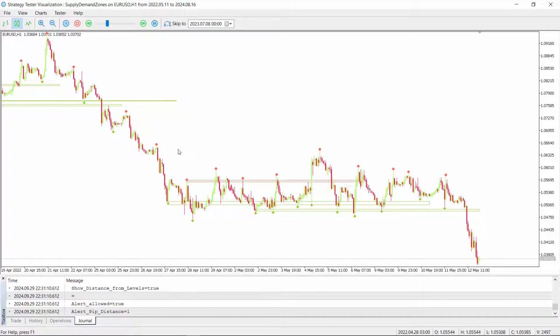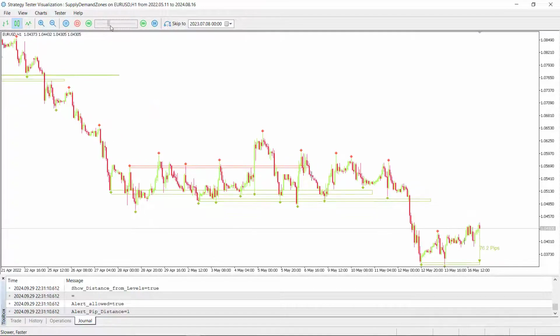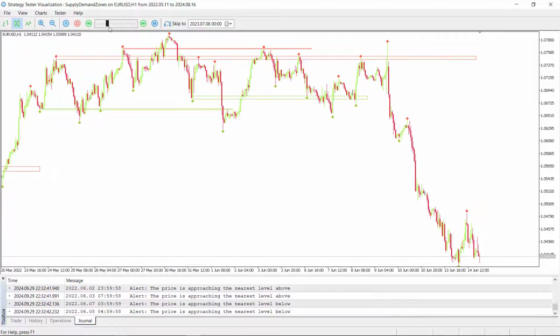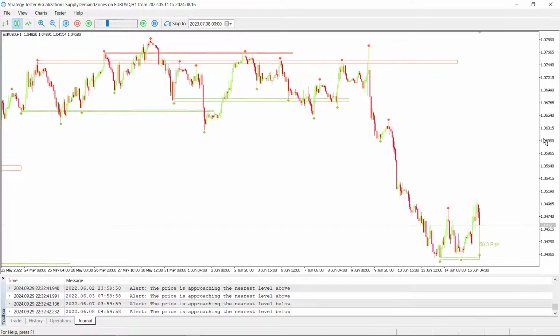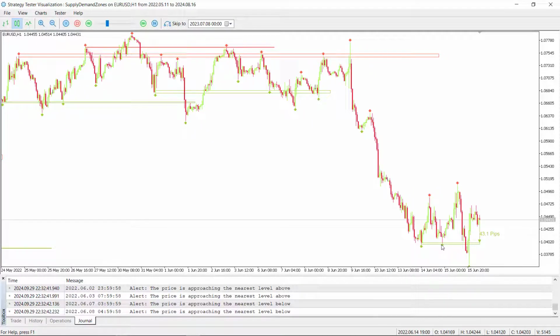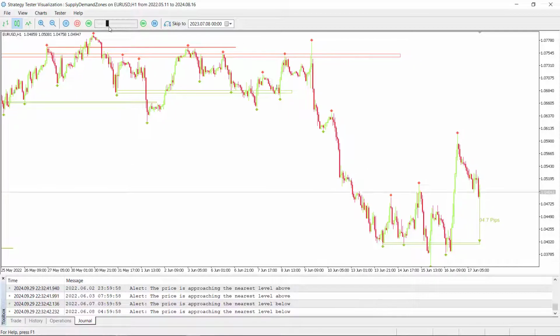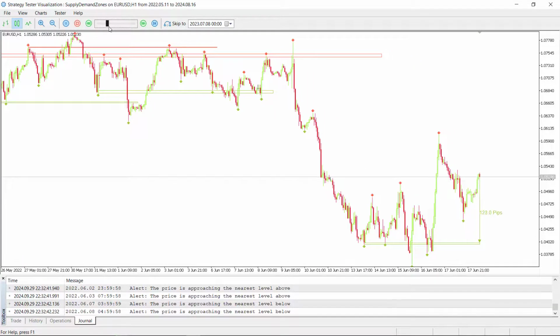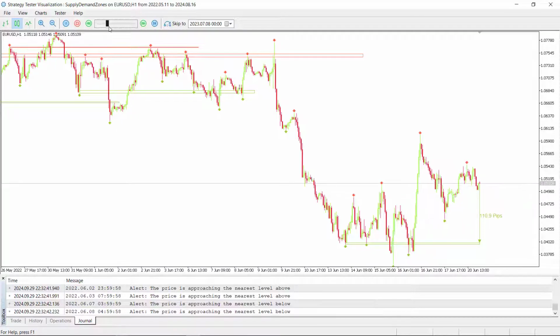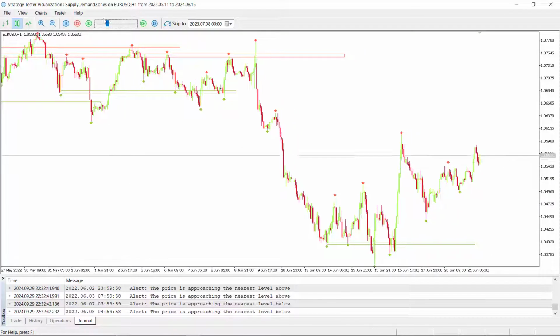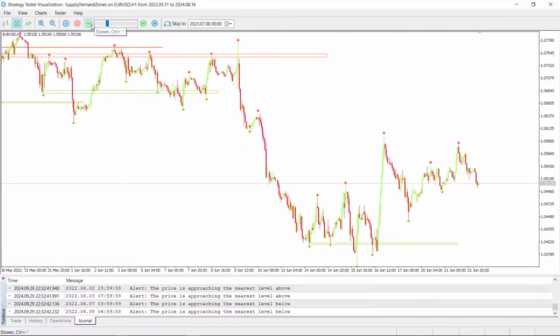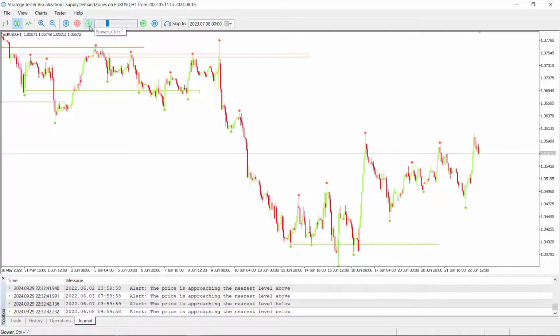Here's a key detail. The indicator does not use an indicator handle like most other indicators do. Instead, it creates chart objects, which are rectangles representing the supply and demand zones on the chart. This makes the tool more visual and flexible, but keep in mind that this also means the indicator repaints. It adjusts the zones as more data becomes available.